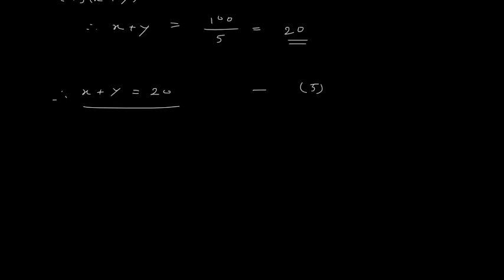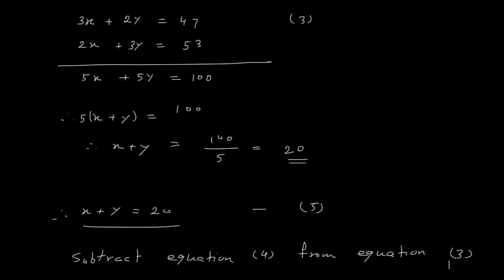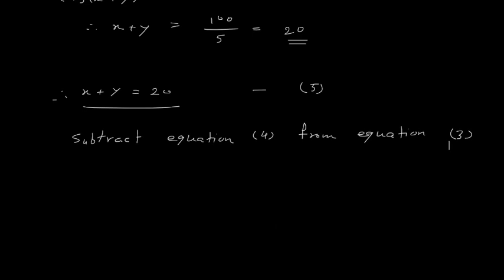Now I will say subtract equation 4 from equation 3. We are subtracting equation 4 from equation 3. 3x plus 2y is equal to 47.